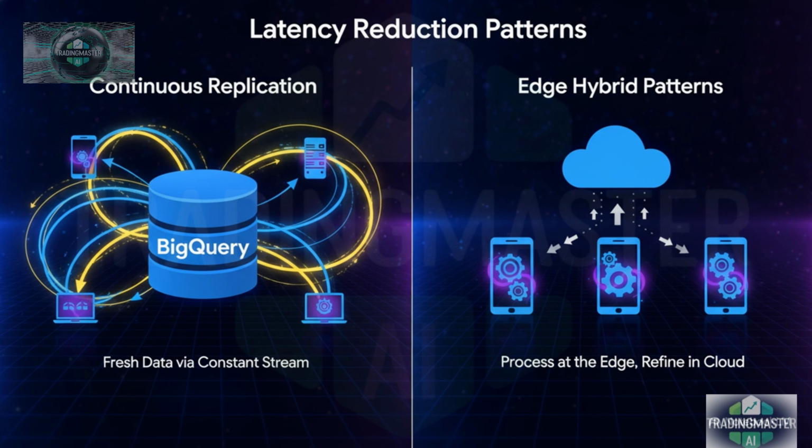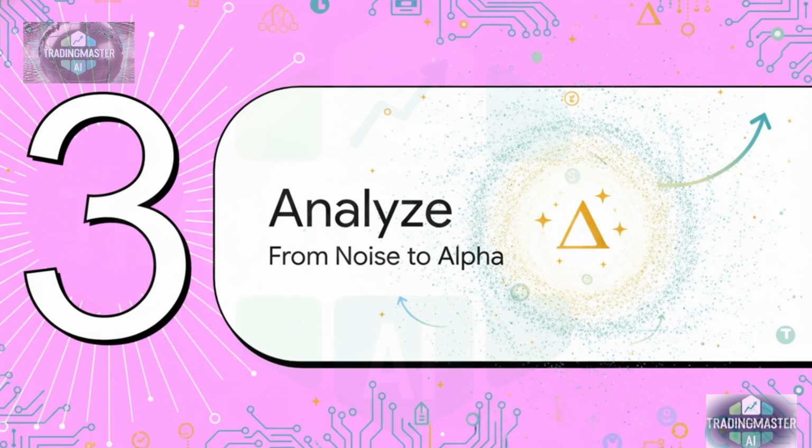Well, there are 2 key strategies that are making all the difference. The first is continuous replication, which lets you move data in near real-time into systems like BigQuery. This means your analytics are always running on the freshest data possible. And then you've got edge hybrid patterns, which push the heavy lifting closer to where the data is actually being born. This is absolutely critical for things like IoT or retail, where you might have spotty internet.